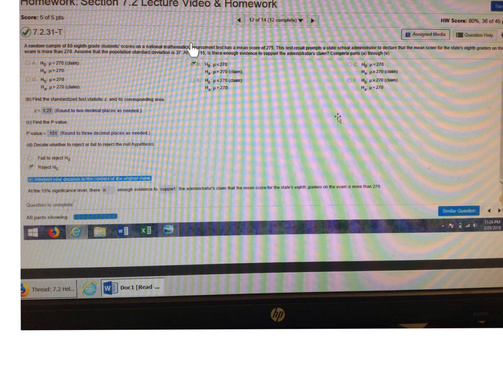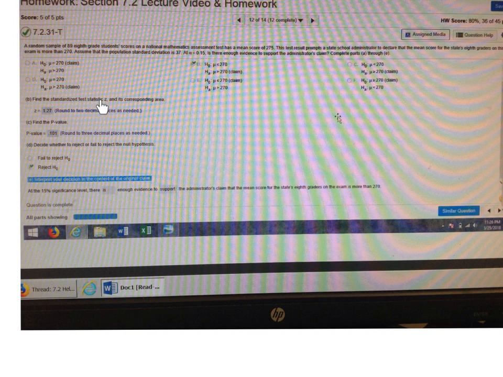Okay, so you made the claim correctly here. They're saying the population mean is 270, and his claim is that his school scored better than 270. So the alternative hypothesis is the claim that he scored higher than that, but the null hypothesis is equal to or less than or equal to.